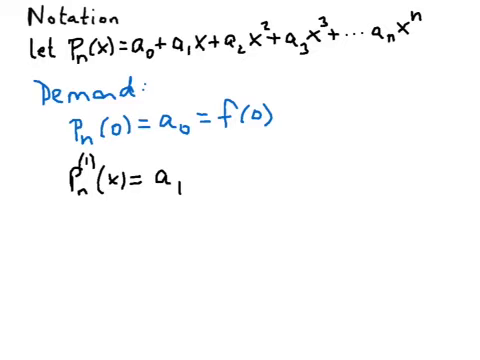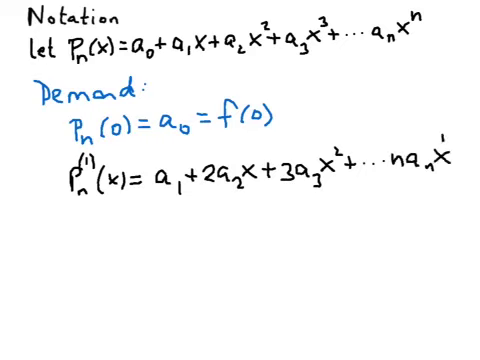And then the next term, when we differentiate this, we're going to bring down a 2 in front of the a2 and change the power by 1 down to x. So we're going to get plus 2a2x. The next term we're going to bring down a 3, so we'll get 3a3, and then it's x squared, etc., down to n times a sub n x to the n minus 1.